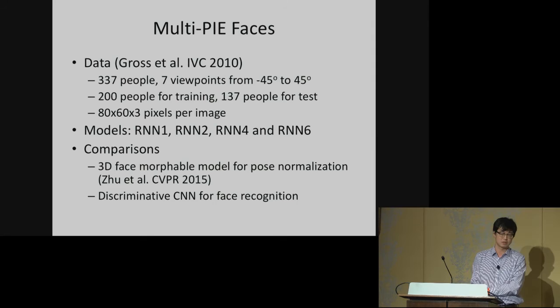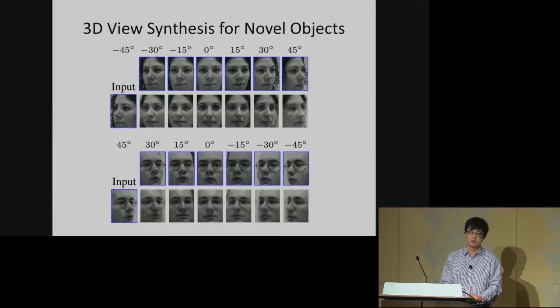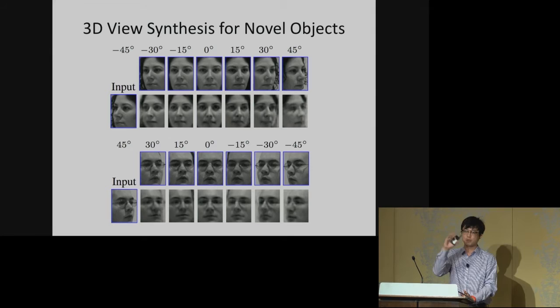Here we present two challenging cases. The first figure is turning left from negative 45 degrees to positive 45 degrees, 6 steps. The top row is the ground truth, and the bottom row is our predicted results. The bottom figure is turning left, 6 steps. These are two very challenging cases.